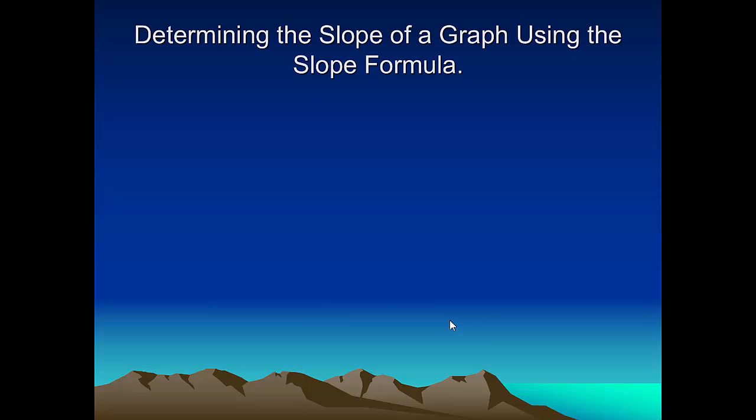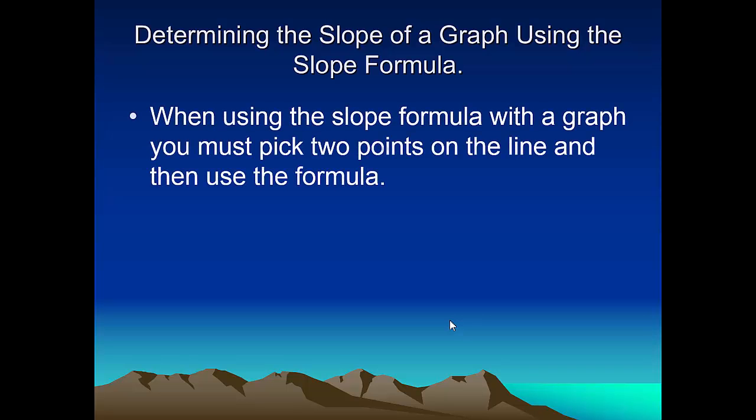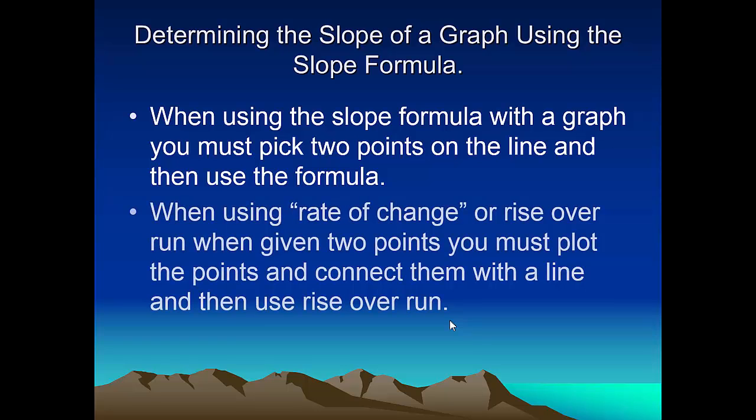It says determining the slope of a graph using the slope formula. When using the slope formula with the graph, you must pick 2 points on the line and then use the formula. When using rate of change or rise over run, when given 2 points, you must plot the points and connect them with the line, and then use rise over run. Basically, we did exclusively the situation where we got 2 points, we will use the slope formula. Then when we had the graph, we will use rise over run.